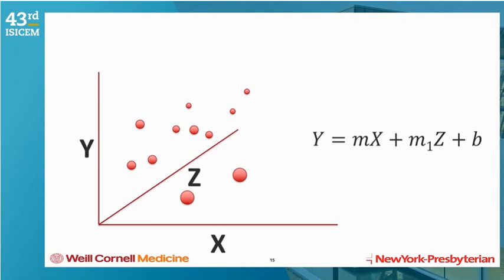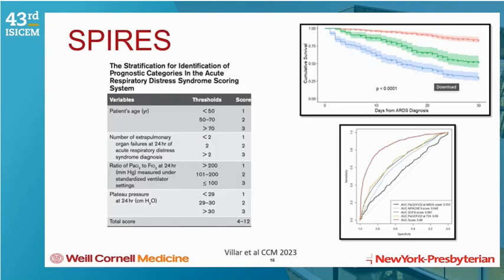And so we are used to this. We are used to multi-variable logistic regression, linear regression, and it can be put together to come up with scoring systems. This is a recent example by the Spanish group for predicting prognosis in ARDS. And if we understand the relationships between variables, we can make really accurate predictions by putting these together.